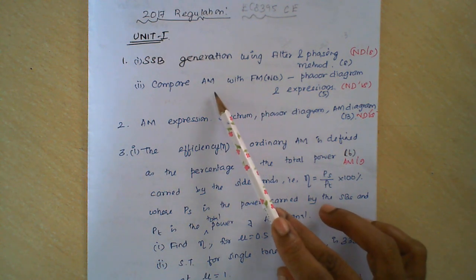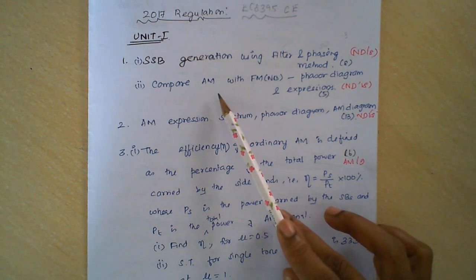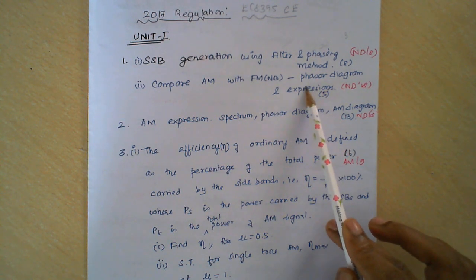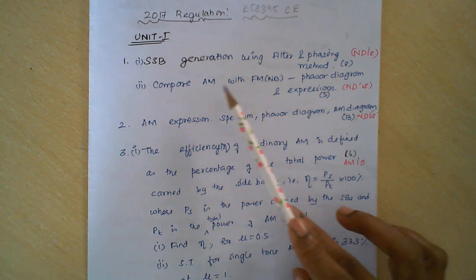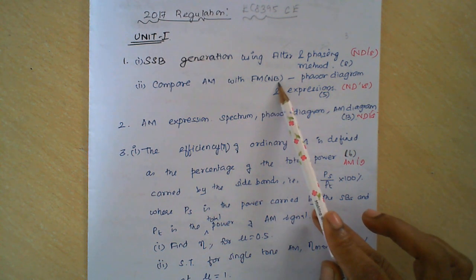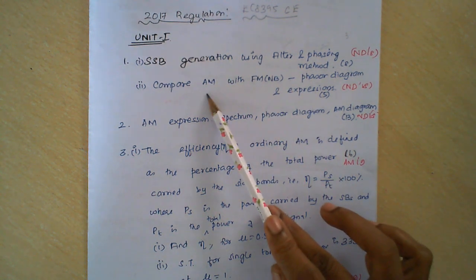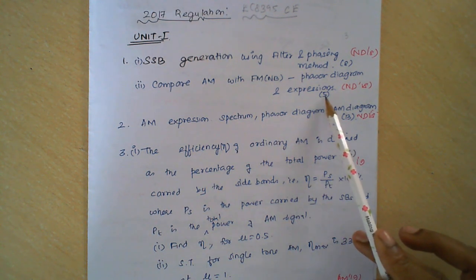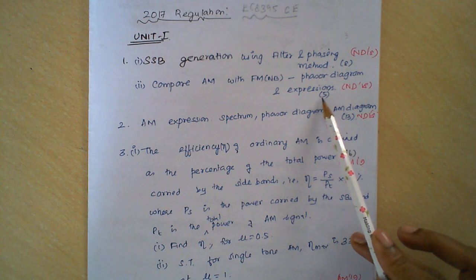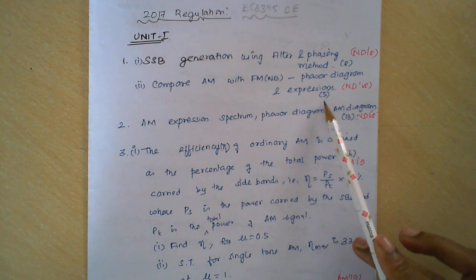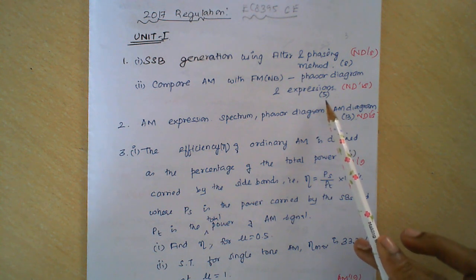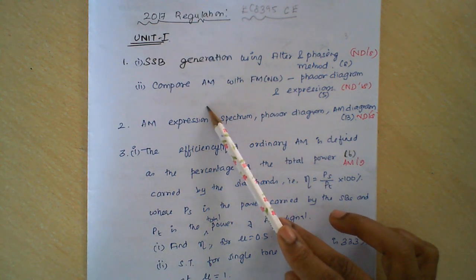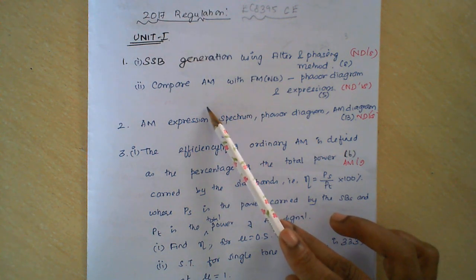They have asked to compare AM with FM. You can write any comparison, but the first 2 points should be like this. You should write the expression for AM, the expression for narrowband FM, and draw the phasor diagram for AM and the phasor diagram for FM. Then the remaining 3 points. Each point carries 1 mark, and you should go with a single point for each. You can write in terms of bandwidth, in terms of sidebands, and in terms of expressions also.